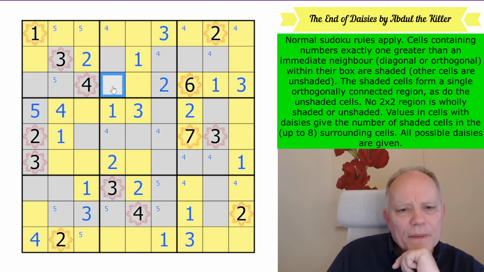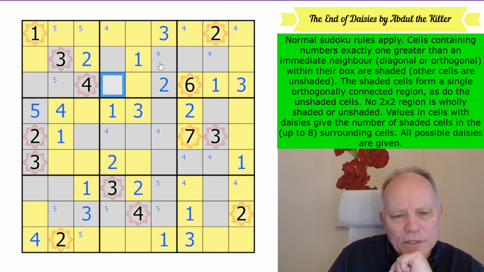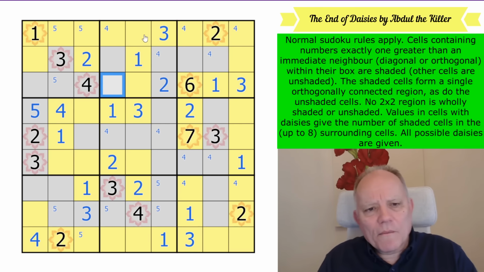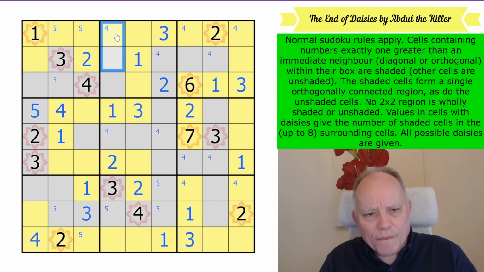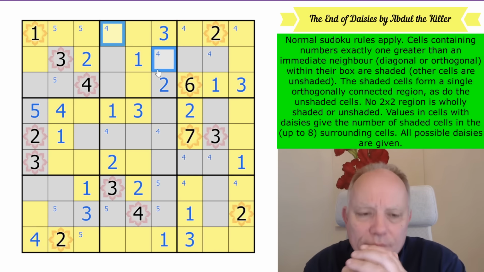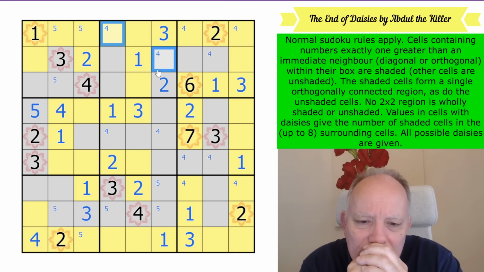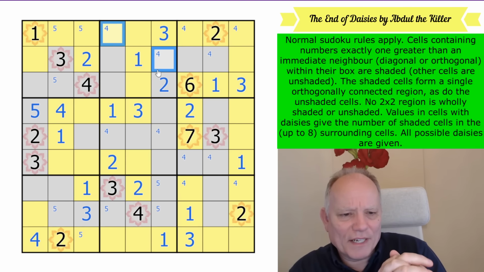Right, 5 can't be here because it won't touch the 4. And it can't be here because it will touch the 4. 5 here puts 4 there. 5 here also puts 4 there. But 5 here puts 4 there. This is very, very difficult.